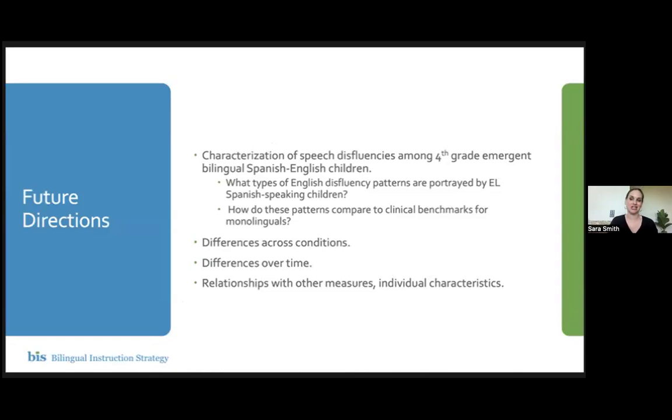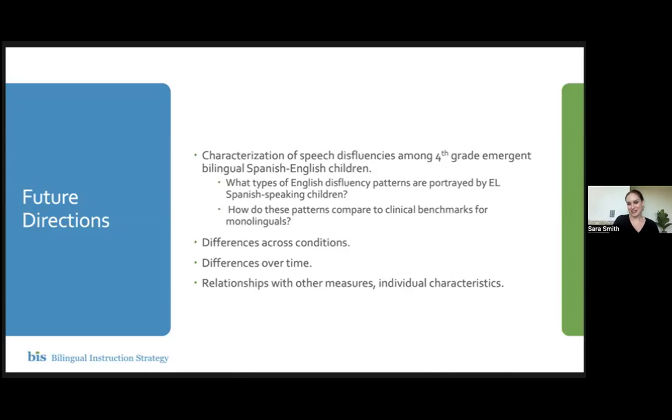Eventually, we would love to characterize this large data set. We would love to explore, are there differences in the total types of disfluencies across conditions? Are there differences over time? Are there associations with executive function? What can we learn by looking at language growth data? Do we even see differences over the course of 6 weeks of intensive English instruction? What can we look at with growth data with the other characteristics?